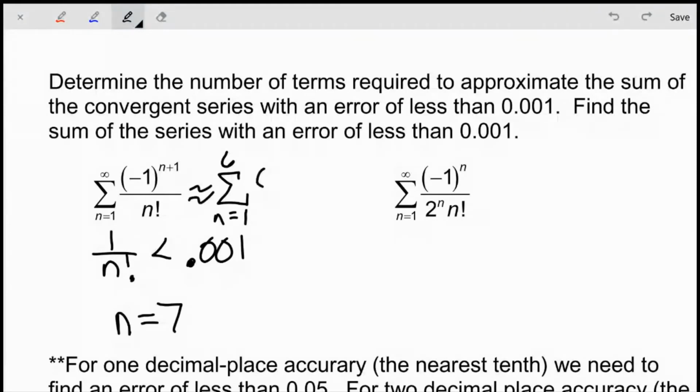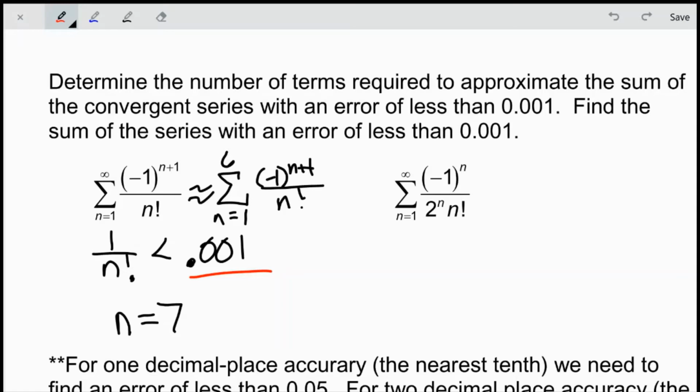And then I can just do (-1)^(n+1) over n factorial. And I would just plug that into the calculator. And whatever the calculator gives me for the sum of those first 6 terms, that's my approximation for the sum of the series. I know that that's not the actual sum, but I also know that I am off by less than 0.001 because the 7th term in that series has a value of less than 0.001. So that's essentially how it works.